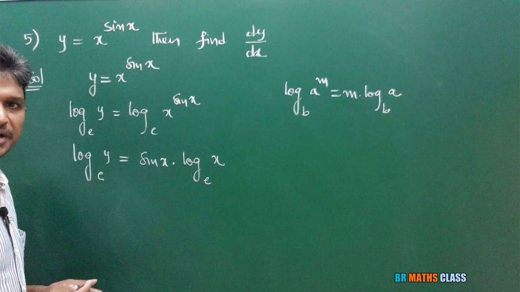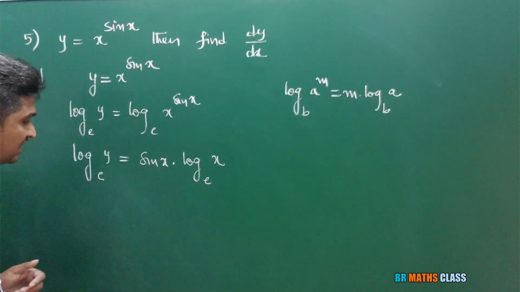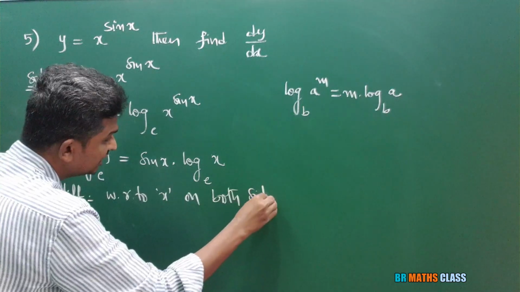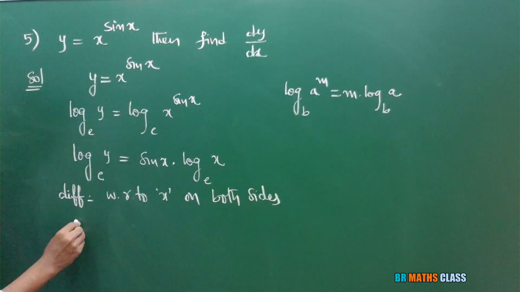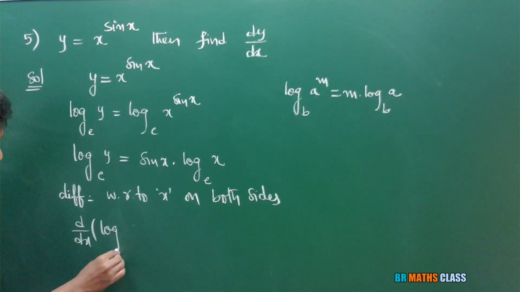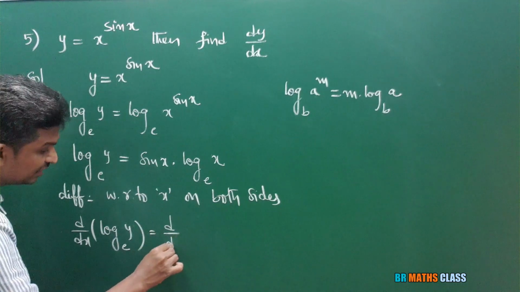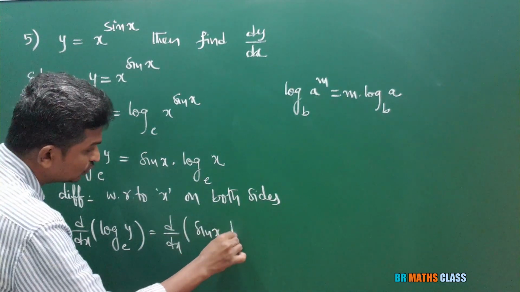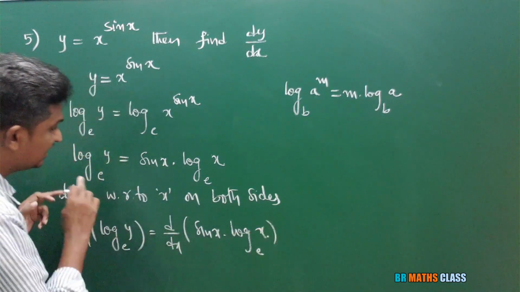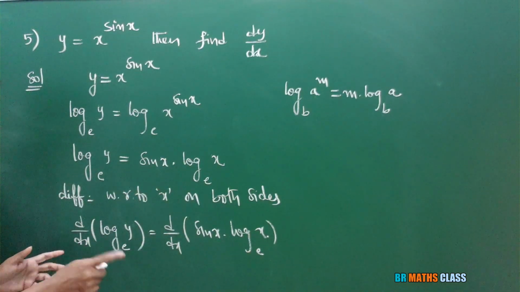To get dy by dx, I will differentiate this equation with respect to x on both sides. Differentiating with respect to x on both sides is nothing but I'll just write d by dx to this on both sides. d by dx of log y base e equals d by dx of sin x into log x base e.